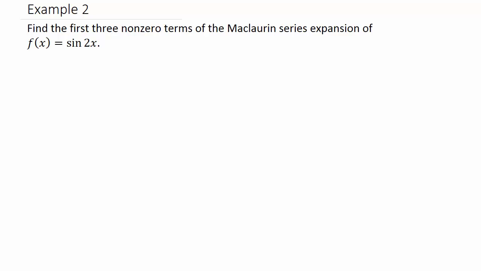Alright, so let's see how many derivatives we have to take, because if we evaluate the derivative at 0 and we end up with 0, that's not going to count as a term. We need the first 3 non-zero terms. So we have f of x is equal to sine 2x.